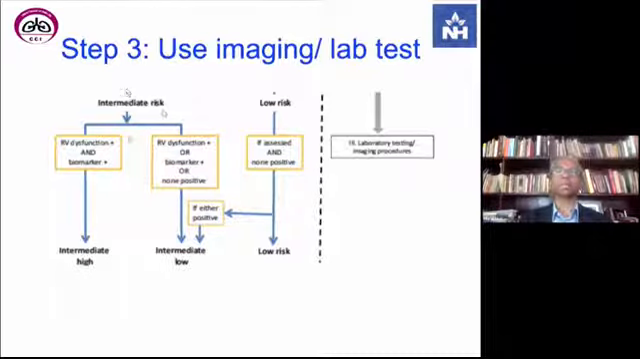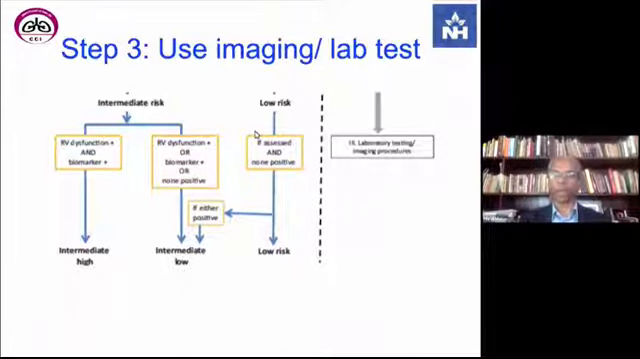However, if the person is at intermediate risk according to the PESI, you look for evidence of RV dysfunction either on imaging, echo or CT, and you look for the biomarkers. If both are positive, this person is now classified as intermediate high risk. If the person has one of these features positive, then the person is considered intermediate low risk. So low risk, but intermediate low risk, not low risk.